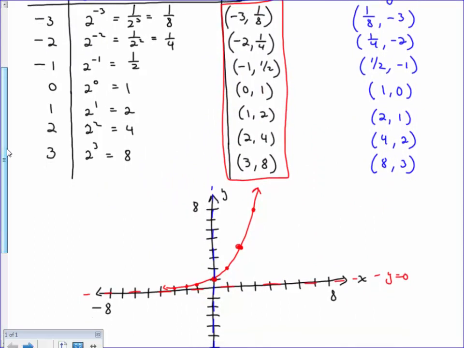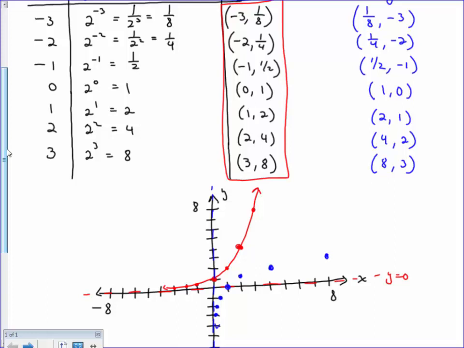First ordered pair is 1/8 and -3. 1/8 is the x value, -3 is the y, so that means it's very, very close to the y-axis at -3. 1/4 is the same way, not quite as close. That's at -2. And then 1/2 and -1 would be somewhere in here. Now, x is 1, y is 0. x is 2, y is 1. x is 4, y is 2. And then x is 8, y is 3.